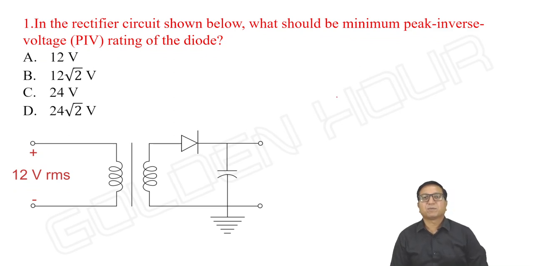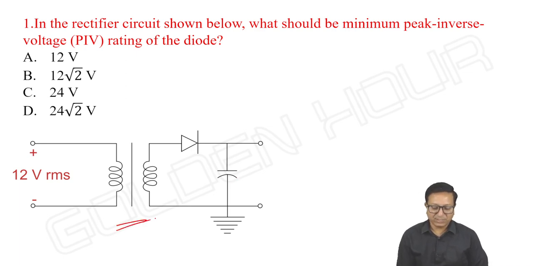Let us solve some problems on capacitor filter circuits, which includes both half wave and full wave rectifier circuits. The first question. In the rectifier circuit shown below, what should be the minimum peak inverse voltage rating of the diode, PIV rating of the diode?